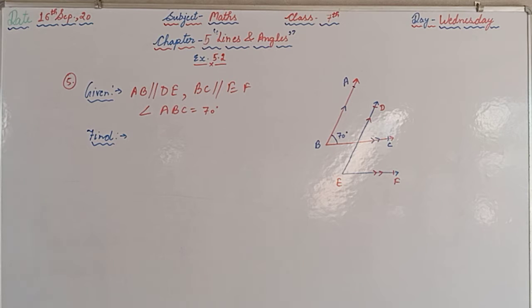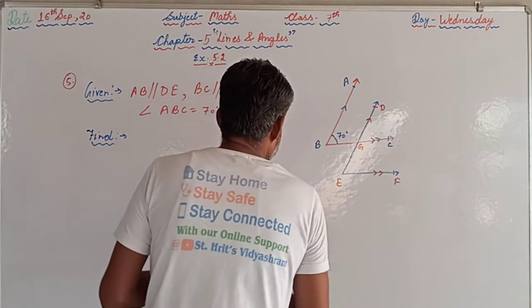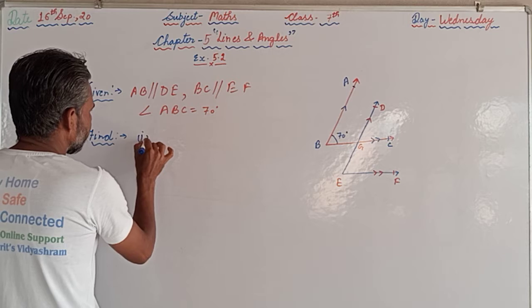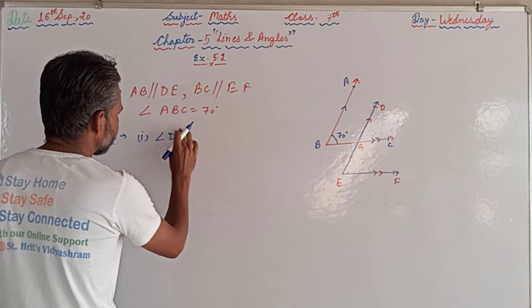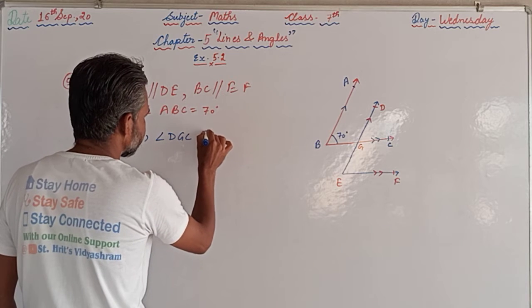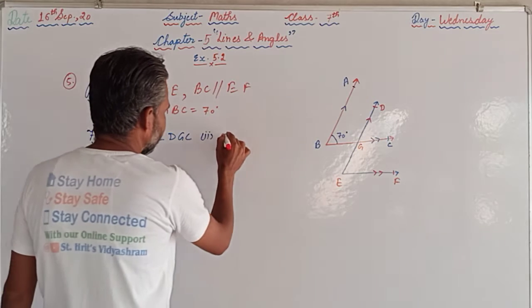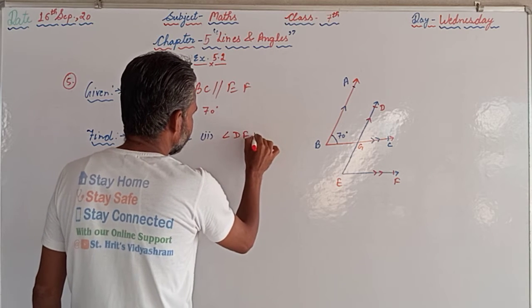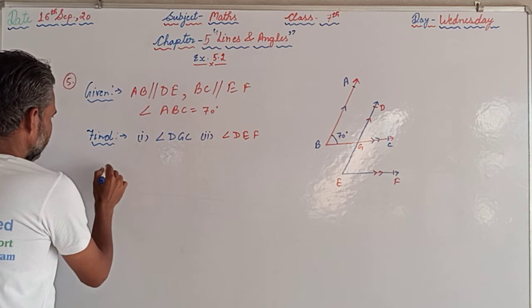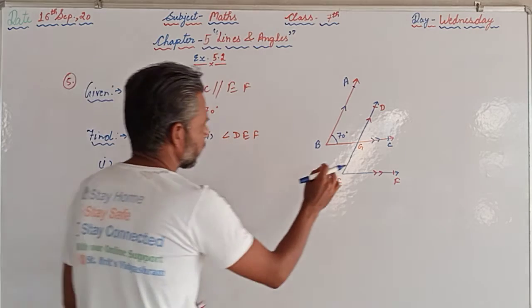That point of intersection is given. We have to find angle DGC, and the second part is there. In that we are supposed to find angle DEF.